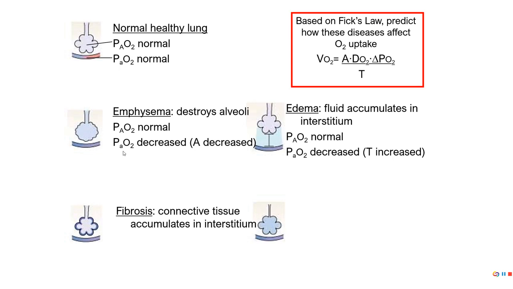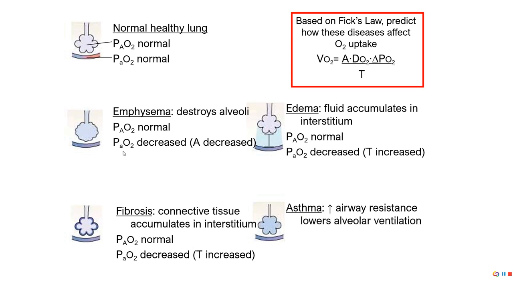Similarly, fibrosis is essentially the same thing. Okay, so now I've just got thicker alveoli, which means greater distance that oxygen has to travel. So my alveolar oxygen will remain normal because I can breathe in normally, but my arterial oxygen will decrease because not as much diffusion will occur. The last one is asthma. So I've got increased resistance, which means it's going to be more difficult to get air in and out of the alveoli. So I have a lower alveolar oxygen, but I'm also going to have a lower arterial oxygen because I have a reduced gradient.